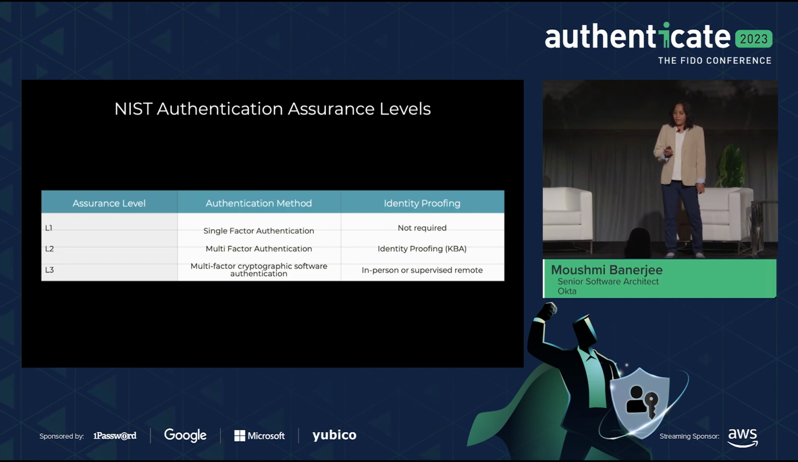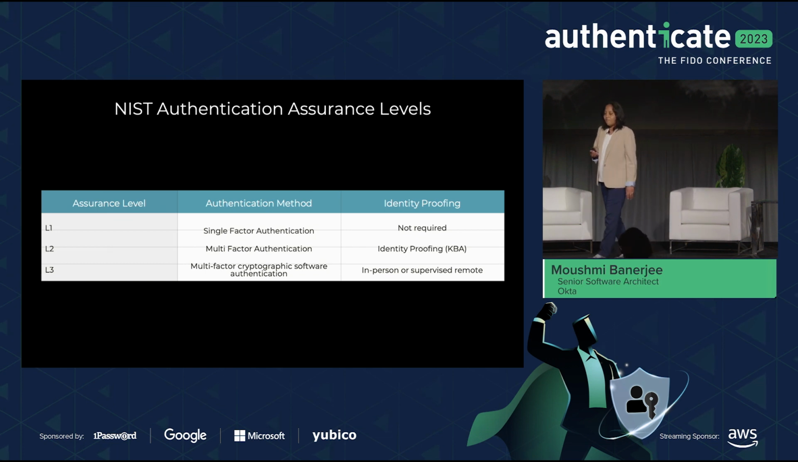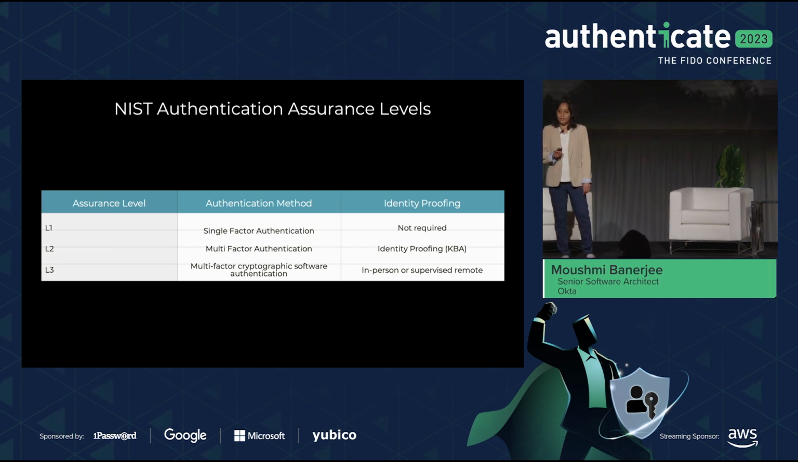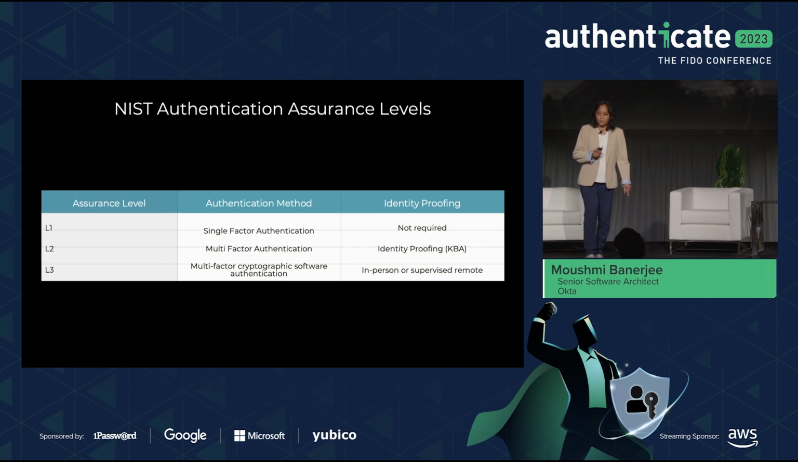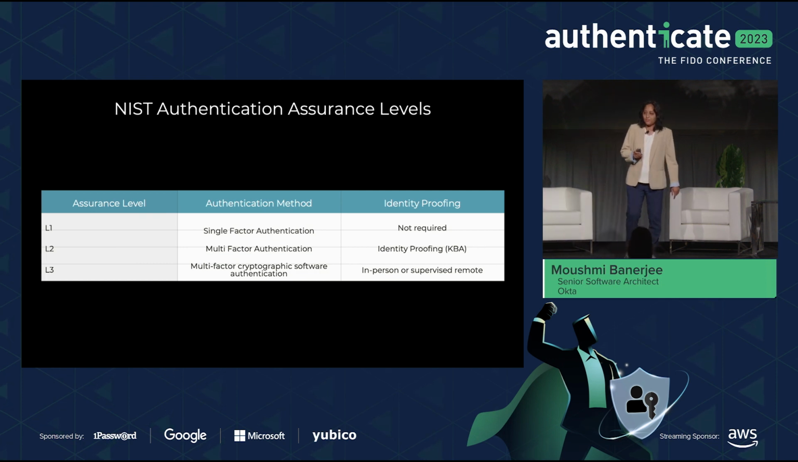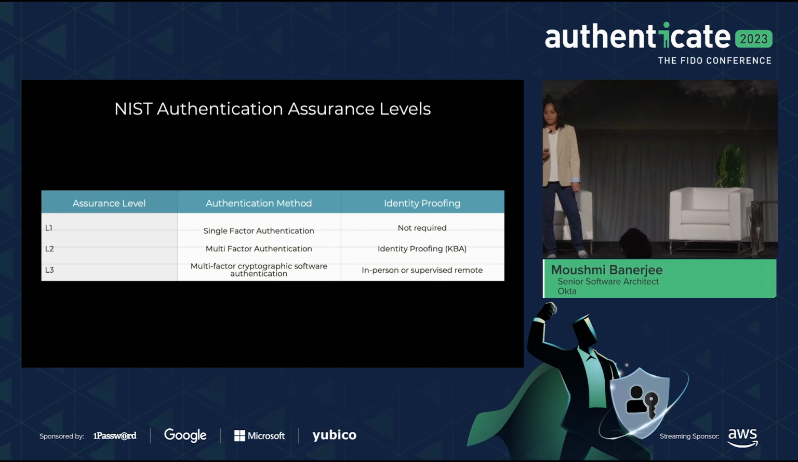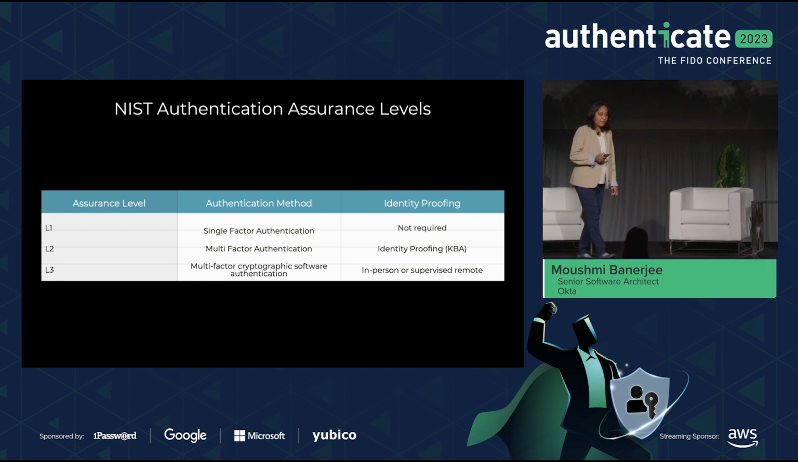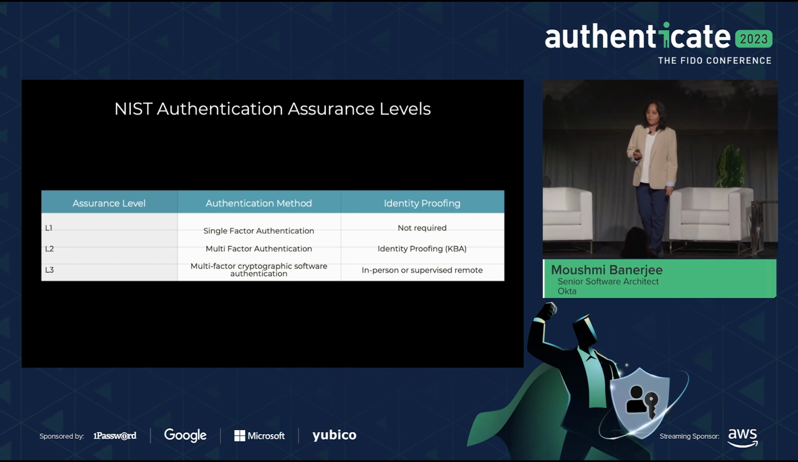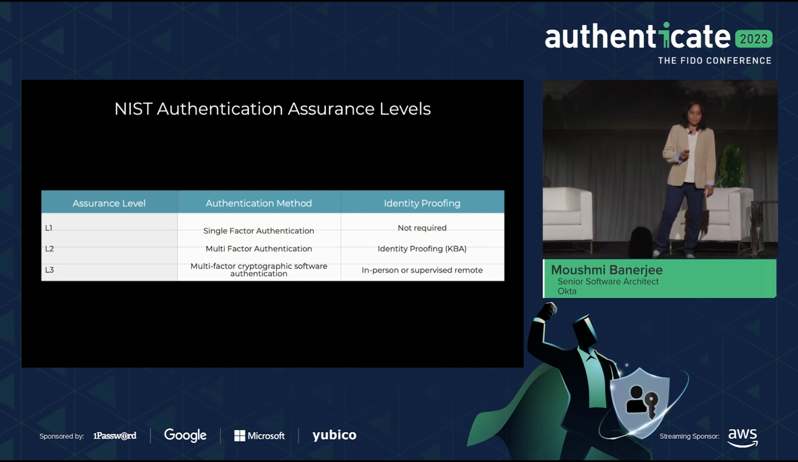Here's a quick look at level 1, level 2, and level 3. As I said earlier, the factors that we use today can be classified into 3 categories. One is knowledge-based factor, what you know, like a password or a PIN. Then there's possession factor, what you have, like a biometric or a phone or a mobile device. And the third category is inherence, who you are, usually captured by capturing the user's biometric data.